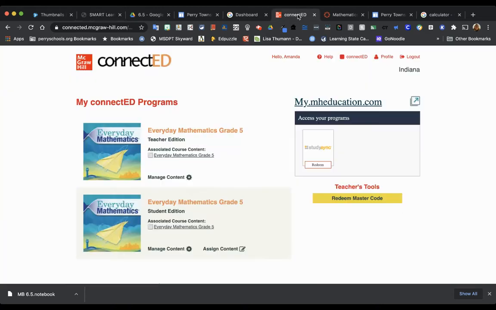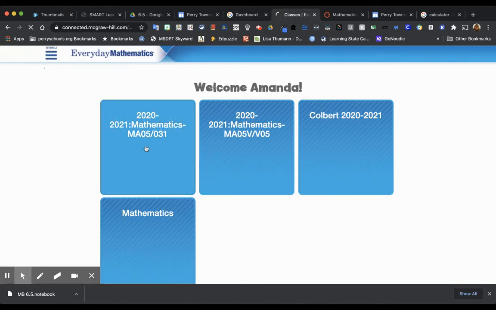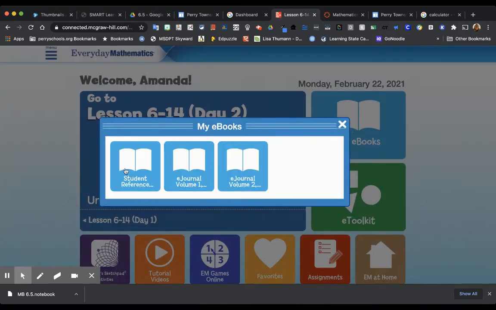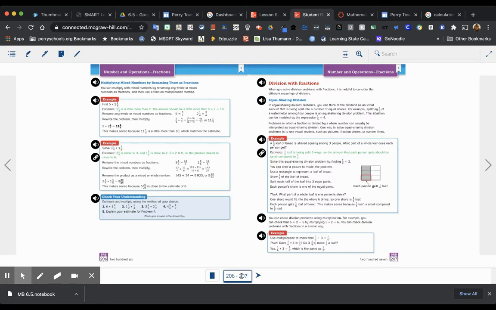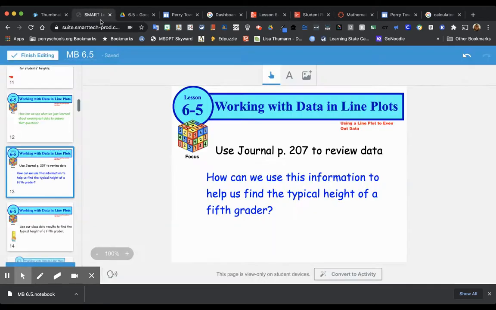So if we head over to page 207, again, I'll just show you a reminder of how to get to the SRB, student reference book. We look at page 207. Is that the correct one? Yeah. Oh, we're using our journal. My apologies, not our SRB. But we'll look that up in our SRB in a minute.